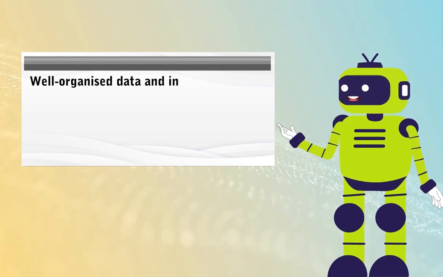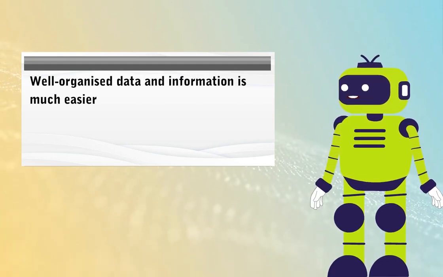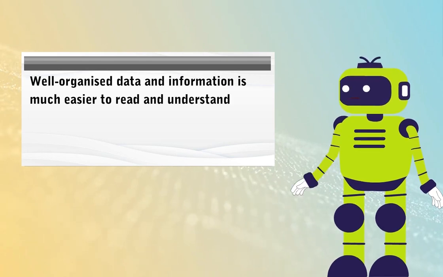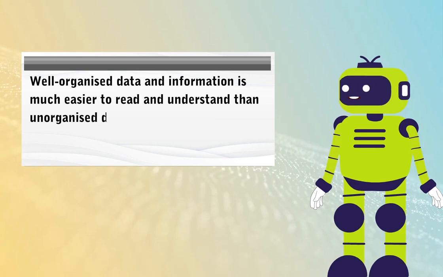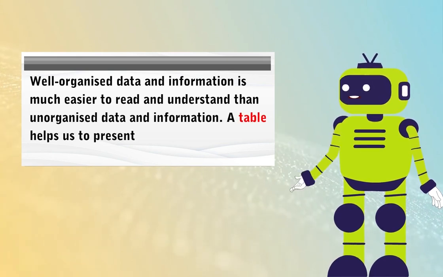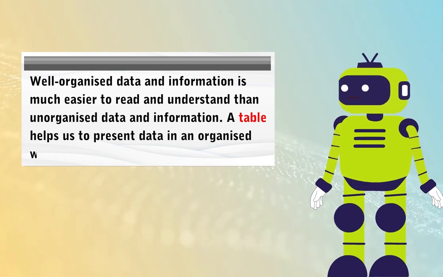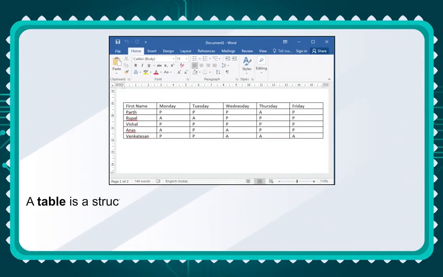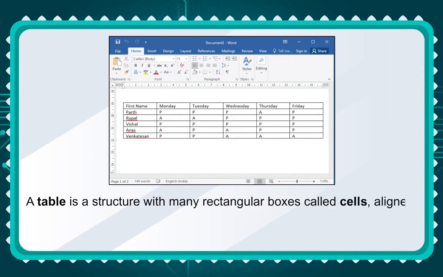Well-organized data and information is much easier to read and understand than unorganized data and information. A table helps us to present data in an organized way. A table is a structure with many rectangular boxes called cells, aligned horizontally and vertically.